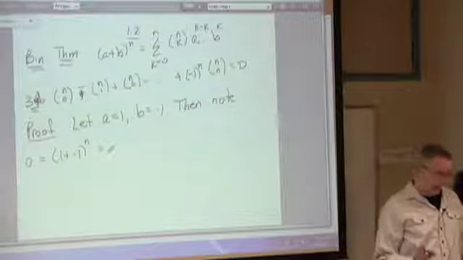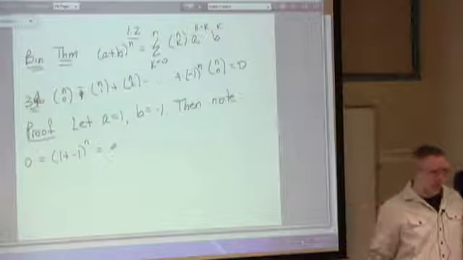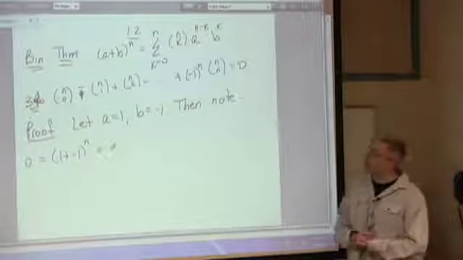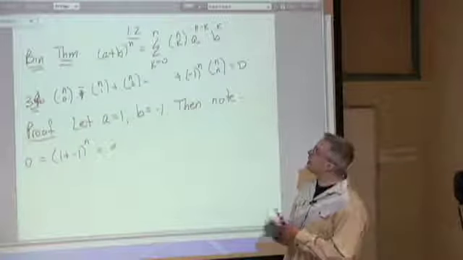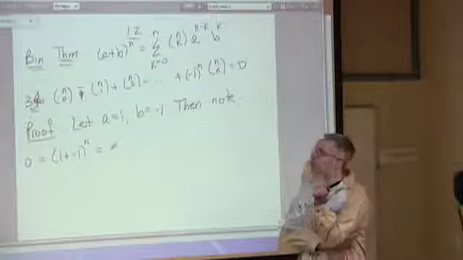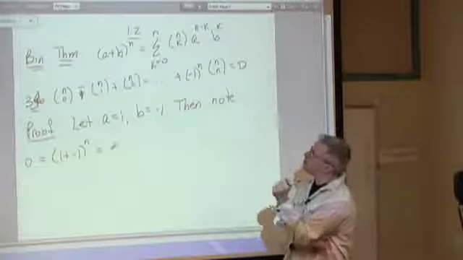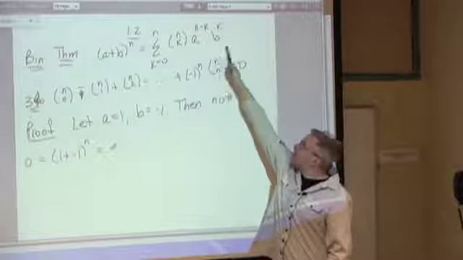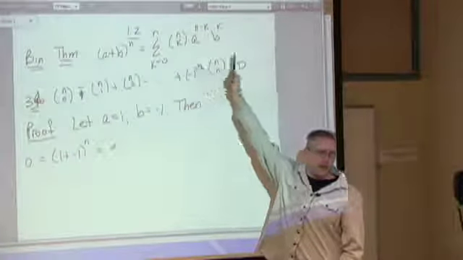I'm not going to write that all down, but if you just follow along here, all you're doing is using the right-hand side of the binomial theorem: the sum from 0 to n of n choose k, a to the n minus k, b to the k. Well, we start with 0. A is 1 and b is minus 1. Since a and b are both 1 or minus 1, this product has to be either 1 or minus 1, always.